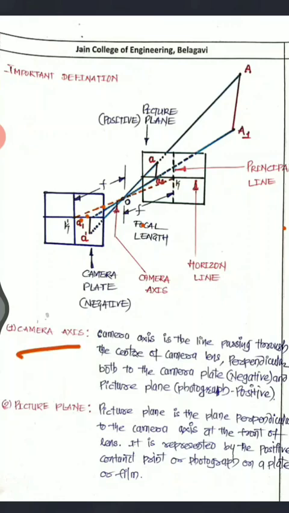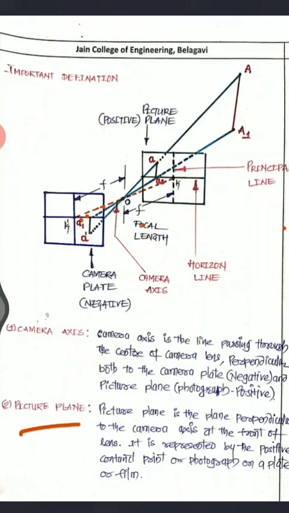Camera axis is the line passing through the center of the camera lens and perpendicular both to the camera plate and picture plane. That is, camera plate means negative and photographic positive. So the line, see this dotted line K dash, that we call as what? Camera axis, which is perpendicular to the picture plane and camera plane. Then you will be having the picture plane.